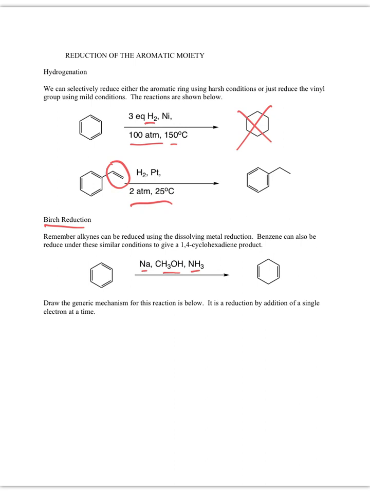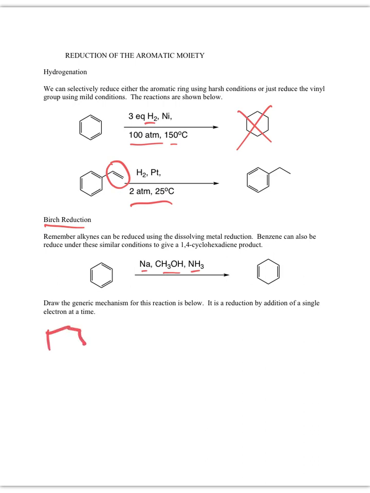And what this is, it's a dissolving metal reduction. The sodium is sodium metal. It is not a cation. There's no charge there. It's sodium metal. So when it reacts, it loses an electron. Dissolving metal loses an electron to the ammonia solution, and that electron gets pumped into the aromatic ring.